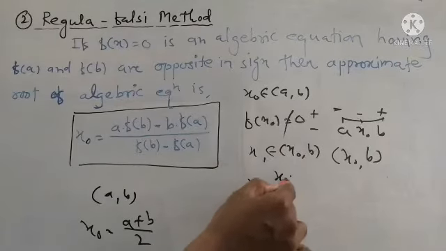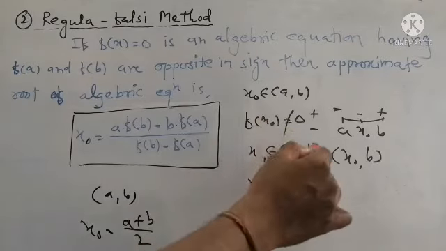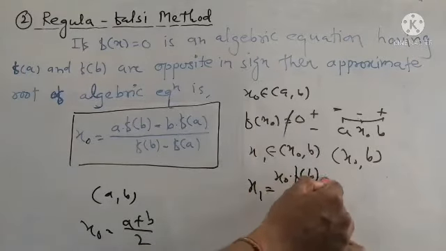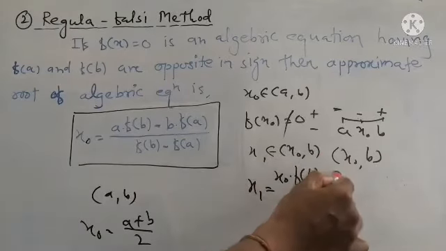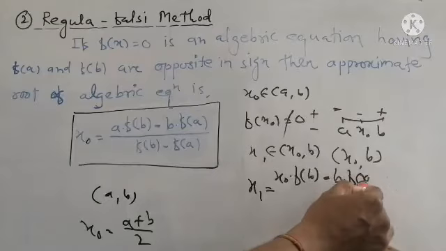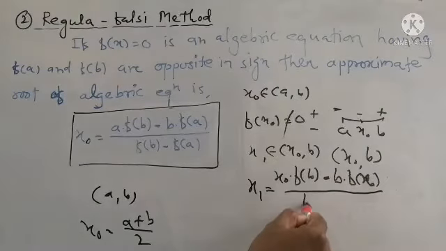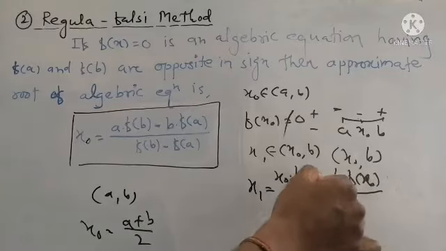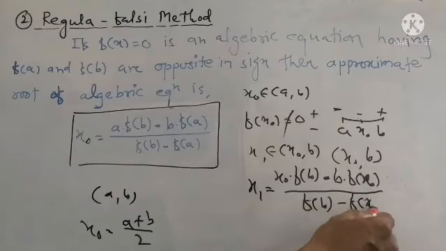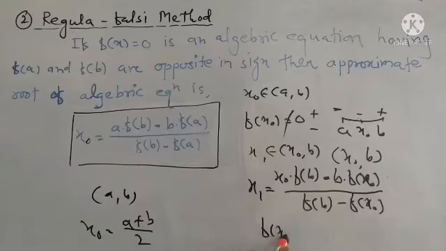So take the first endpoint multiplied by the value of the function at the second endpoint, that is f of b. Then take the minus sign and reverse the process. Now take the second point multiplied by the value of the function at the first endpoint, and divide by f of b, the value of the function at b, minus f of x naught, as it appears in the numerator. That is f of b minus f of x naught. Now we evaluate f of x1. If it is 0, then we stop the process, as x1 is the root of the equation. If it is not 0, then we take a new interval. The process is repeated until we get the correct root or correct answer of this algebraic equation.